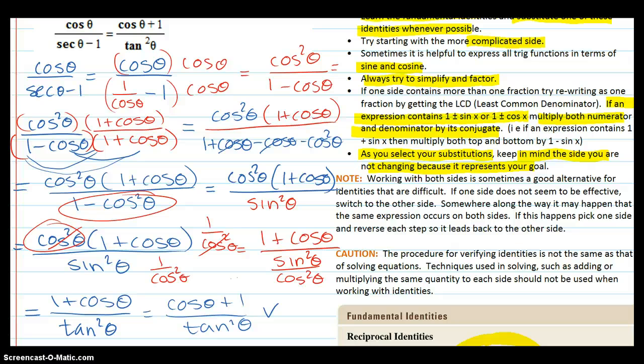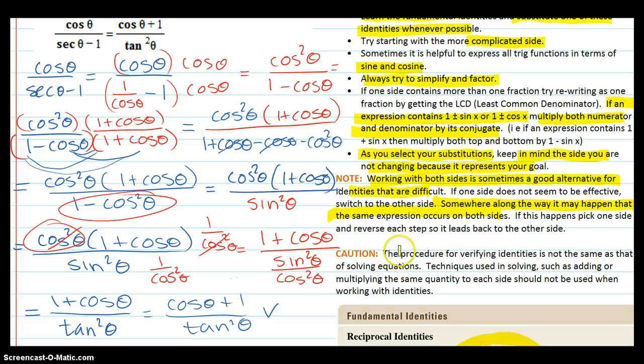One last thing to go over. If you ever are stuck and just cannot think of a trick to get to the right-hand side, there is a note here that might be helpful to you. Let's talk about that. Working with both sides is sometimes a good alternative when identities are difficult. So what I would do, you would try one side, see if it works. If that doesn't work, you try the other side. Somewhere along the way, it may happen that the same expression occurs on both sides. If so, you pick one side and reverse each step so it leads back to the other side. So sometimes that is a good trick to do.